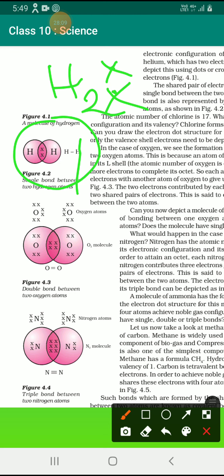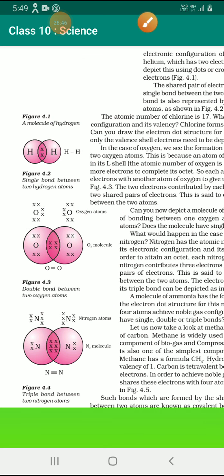In the same way, look at oxygen, the O2 molecule. Oxygen has 6 outer electrons. The O2 molecule is represented in the form of a Venn diagram. In that also we can see the crosses indicating the sharing of electrons. Here, 1, 2, 3, 4, 2 bonds are formed. In hydrogen, because only 2 electrons are shared, one single bond is formed.